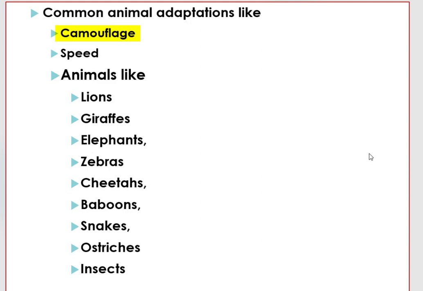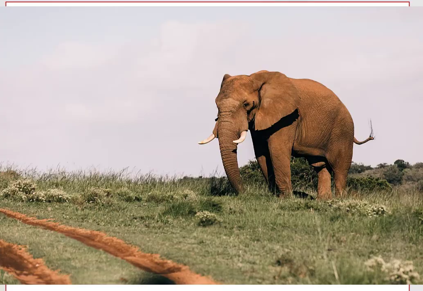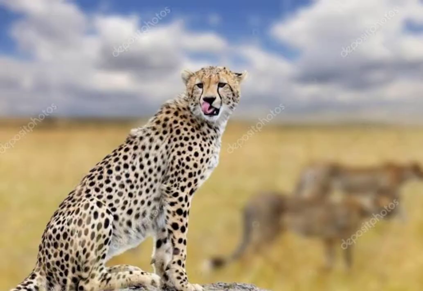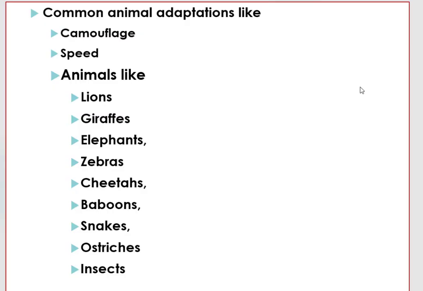In case of speed, some prey are fast enough to escape from their predators, and in contrast, some predators like leopards are fast enough to catch their prey easily. Most of the animals that live in these habitats or biomes include lions, giraffes, elephants, zebras, cheetahs, baboons, snakes, ostriches, and insects.